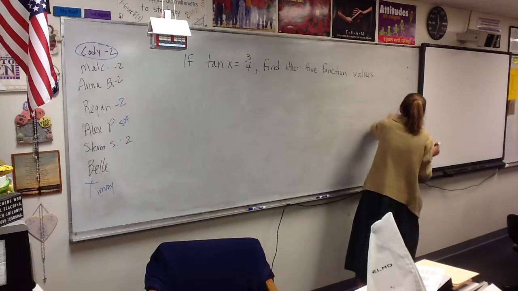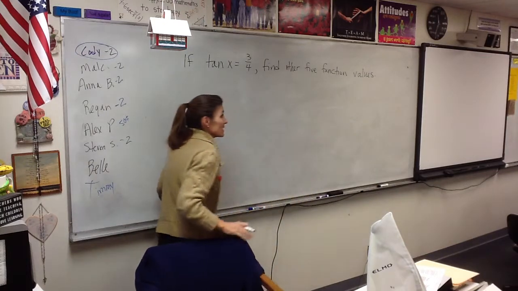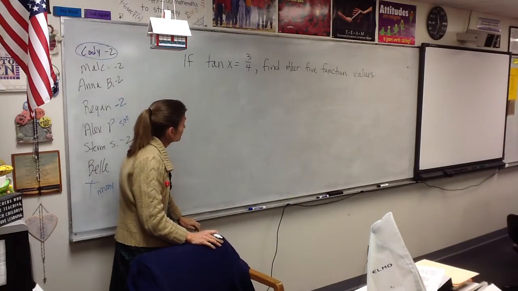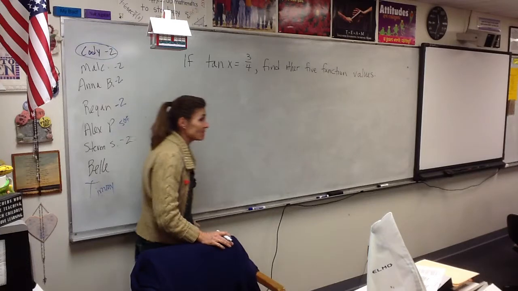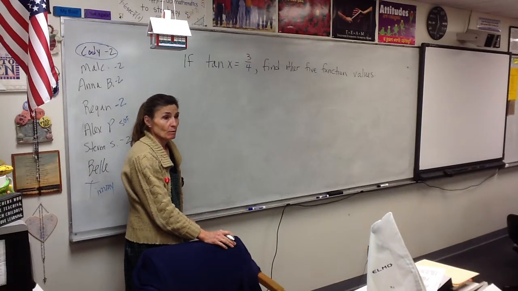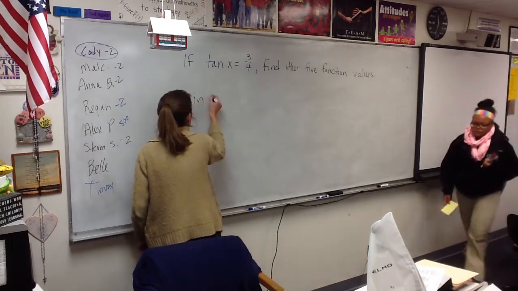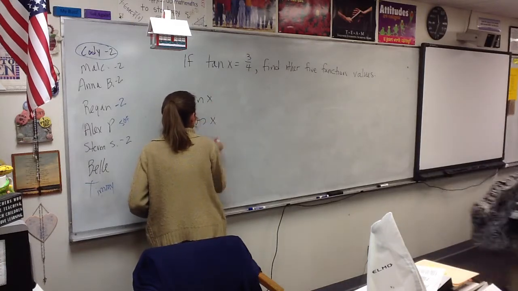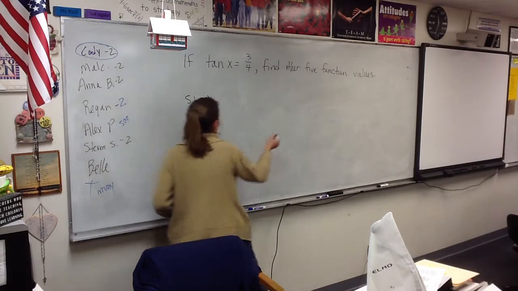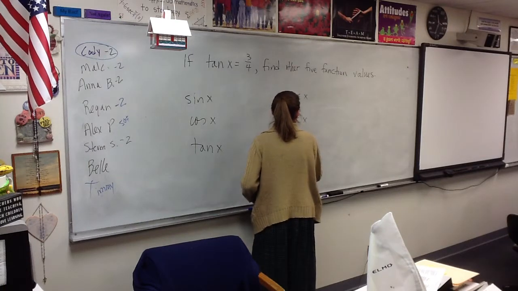All right, so let's look at this, see if you're ready for this. If the tangent is 3/4, find the other 5 function values. And what do we mean by that? What do we mean by the other 5 function values? Cosine, so we need sine, and we need cosine and tangent, and cosecant and secant and cotangent.